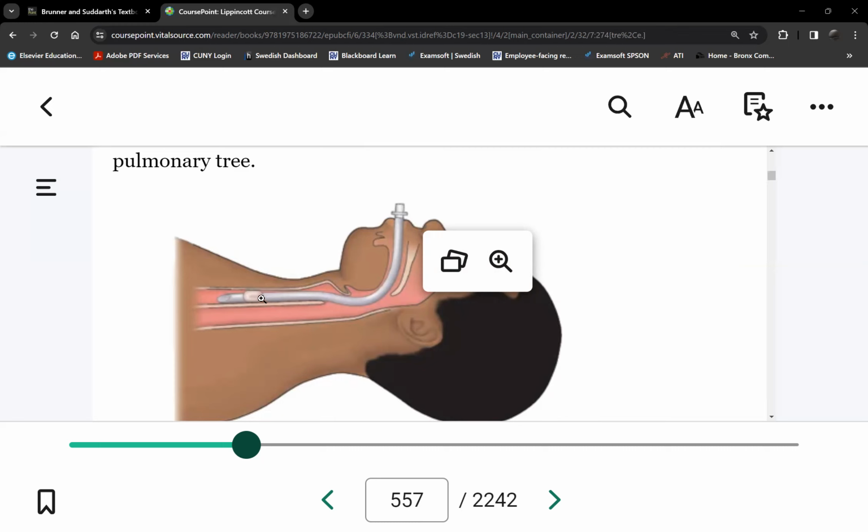What's another way to check placement? So as you're giving a breath, what will rise? The stomach or the chest? Chest. The chest should rise. So obviously, if the stomach is going up and down, where is the tube? It's in the esophagus. Another way is, can you hear lung sounds if it's in the trachea? Yes. So those are obviously common sense ways to check placement. Okay. So a combination, but what's the most accurate way of checking placement?